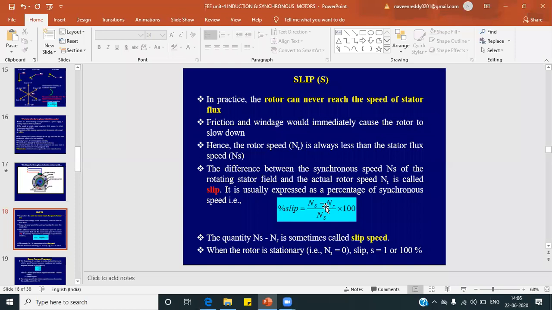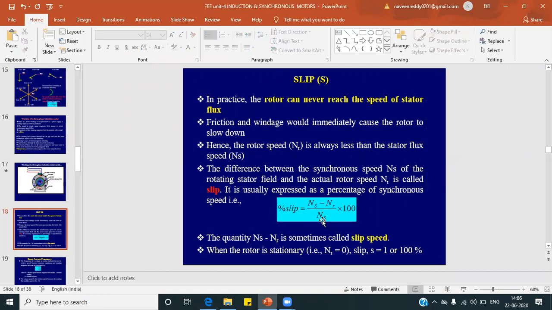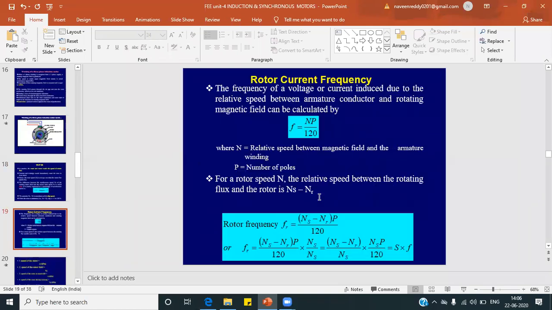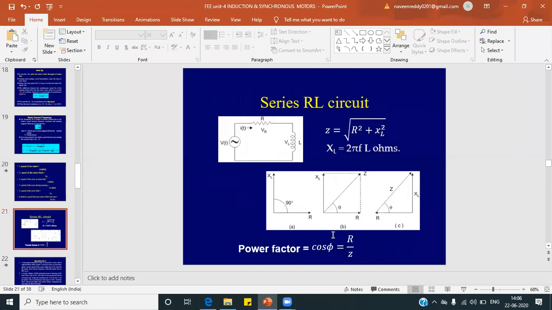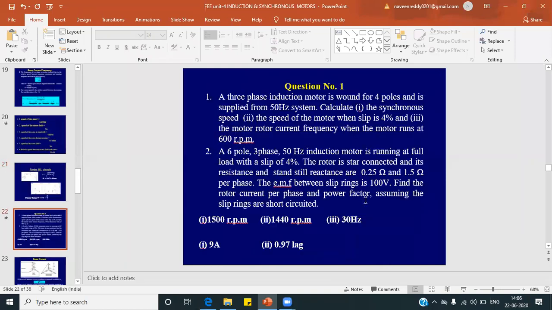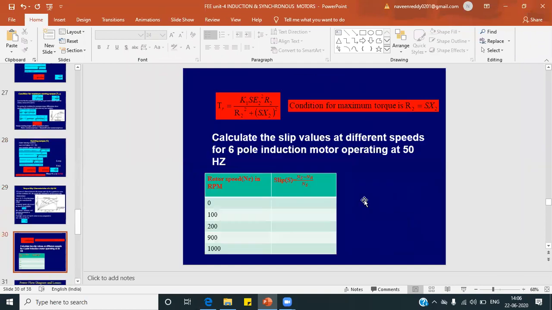Ns minus Nr is the slip speed. The slip speed to the synchronous speed is known as slip. If you multiply it by 100, you get percentage slip. This is all we have seen. Rotor frequency is slip times stator frequency. We also saw some different speeds, then the torque equation and some problems.